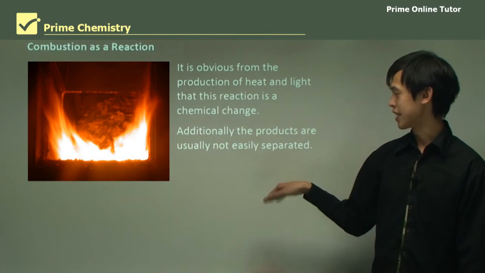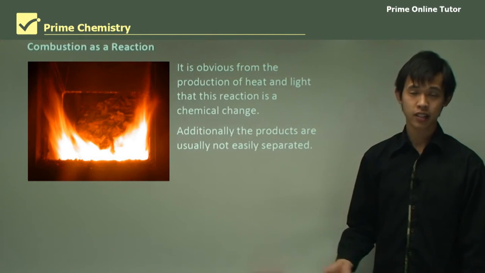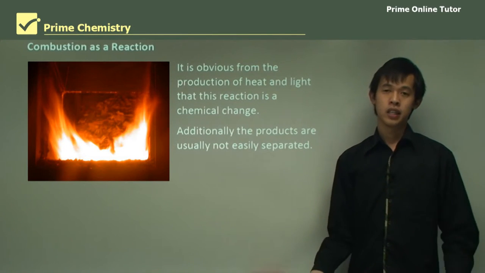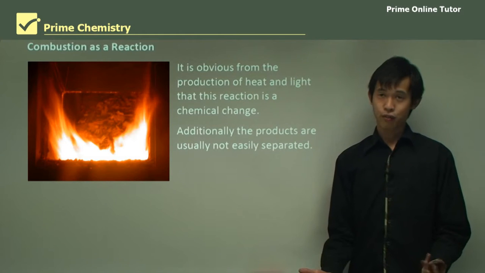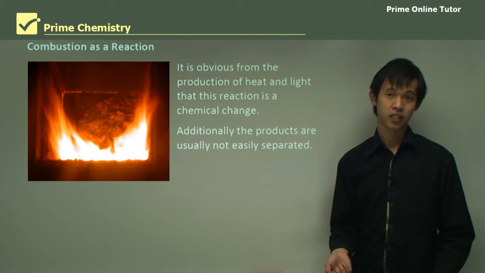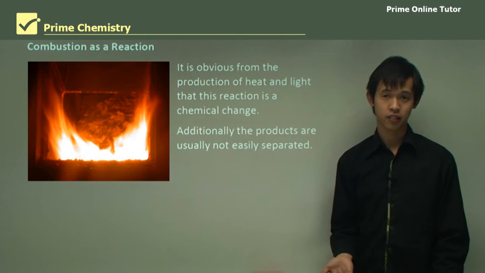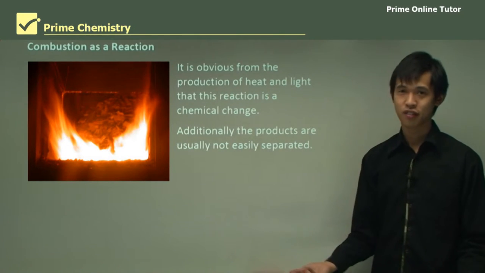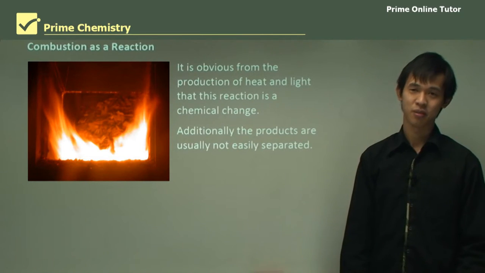Additionally, the products are not easily separated. Carbon dioxide is usually a byproduct of combustion of fuels. If we could easily reverse carbon dioxide into something else, we probably would have done so a long time ago, because there's a lot of concern about global warming and CO2. So, of course, if that was easy to do, we would have done it already.